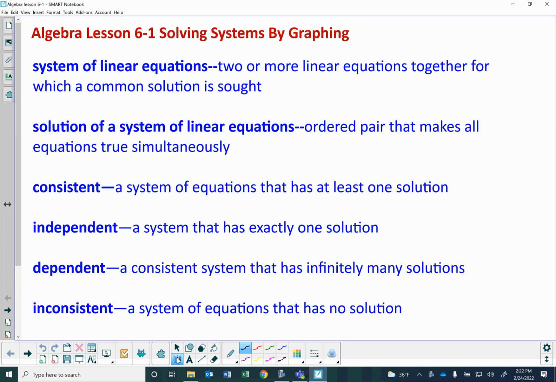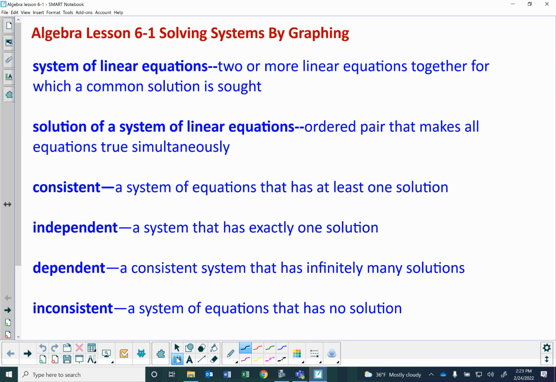The first one is a system of linear equations, which are two or more linear equations together for which a common solution is sought. That means two lines in which you're looking for one solution that solves both of those equations. The solution of a system of linear equations is an ordered pair that will make all your equations true simultaneously. If it works in one equation but does not work in the second equation, it is not a solution. In order to be a solution, it has to work in both equations or three equations or sometimes 4 and 5 equations all at the same time.